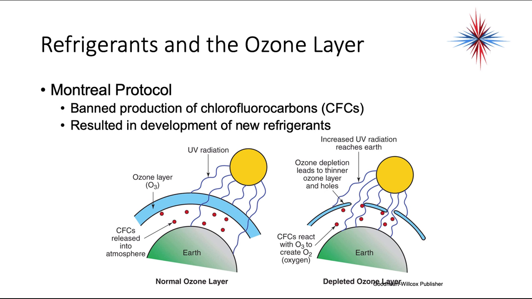Okay, so the normal ozone layer is the blue in the picture, on the left-hand side. It blocks a lot of UV radiation. The depleted ozone layer is much thinner and has holes. It allows increased UV radiation to reach the Earth.